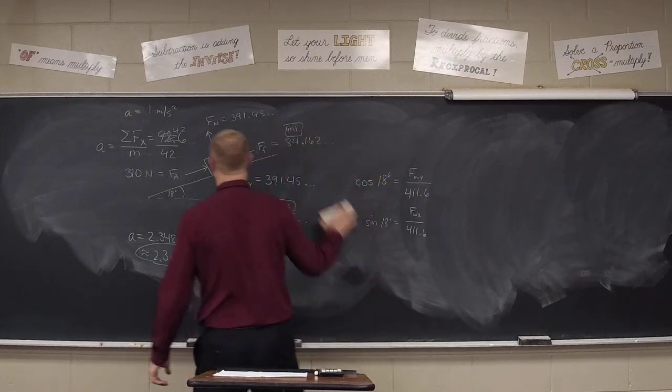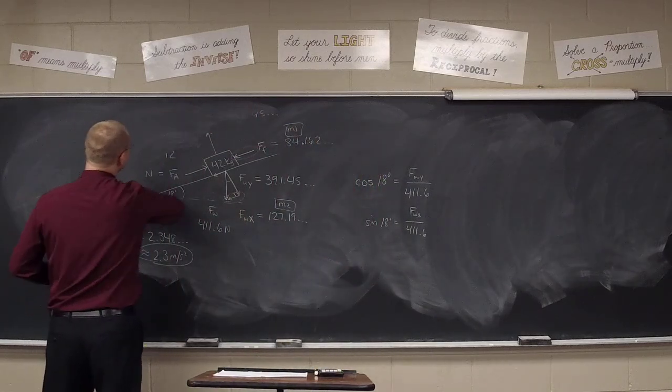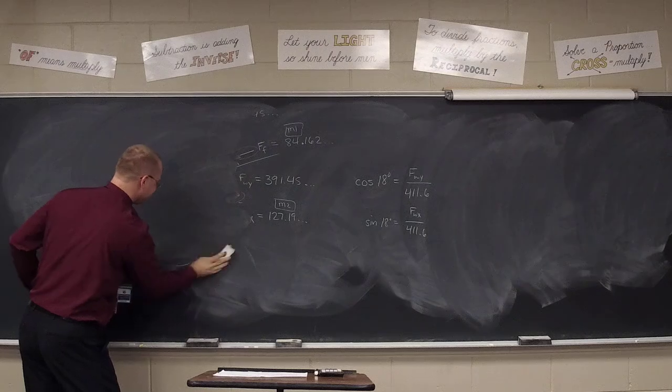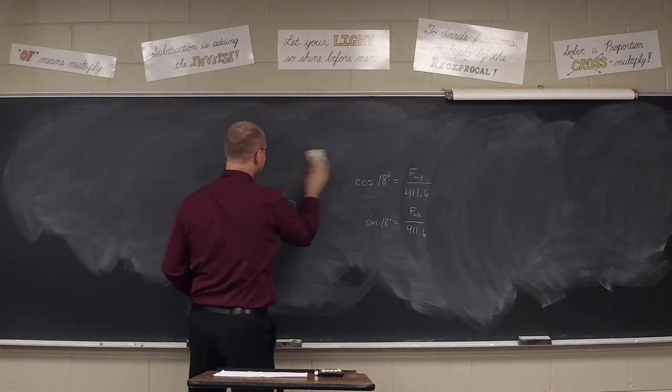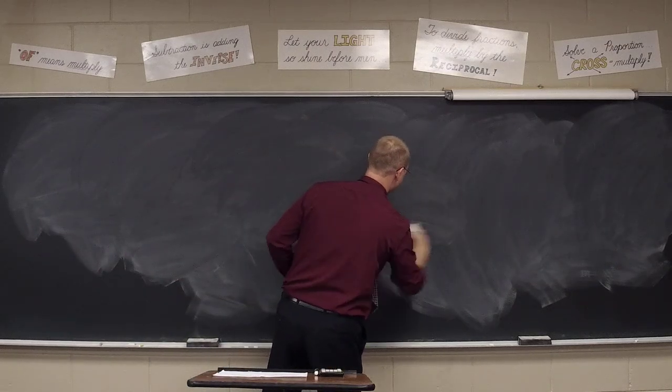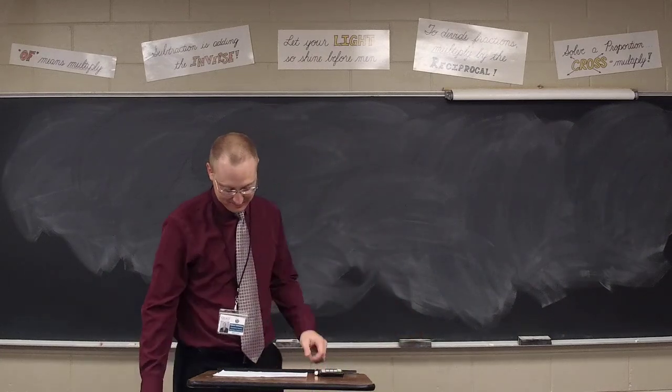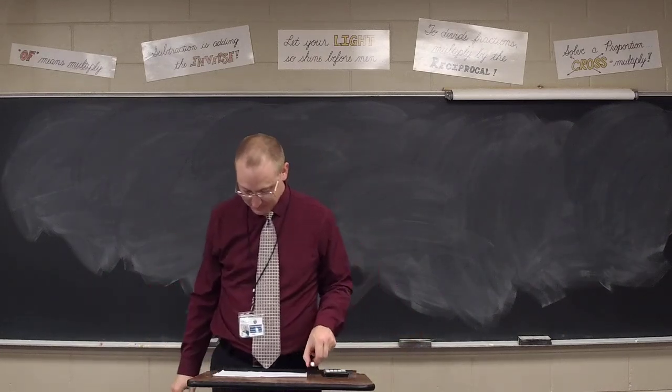A 29 kilogram boy is on a swing and his dad pulls him back at an angle of 24 degrees from the vertical. Find the tension in the chains and the force that the dad has to exert.